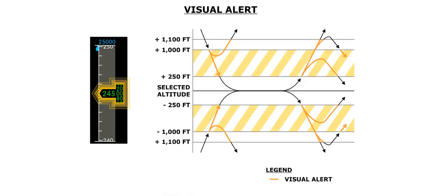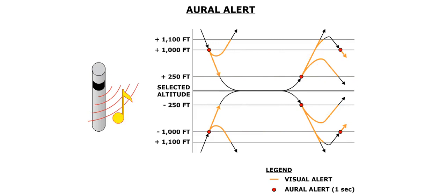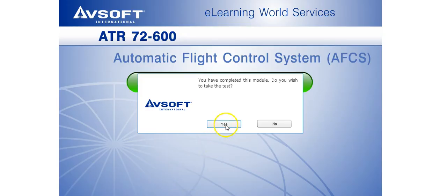The amber altitude box flashes when the aircraft is within 1,000 to 250 feet of the selected altitude. If you recall, the desired altitude is selected by the Altitude Select knob on the FGCP. The alert tone sounds when the aircraft enters the 1,000-foot point or exits the 250-foot point. This concludes the AFCS module.